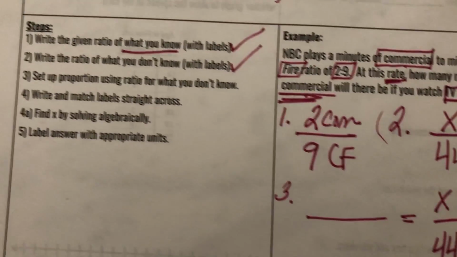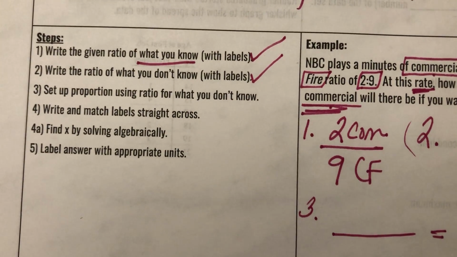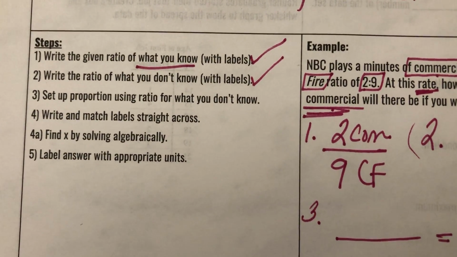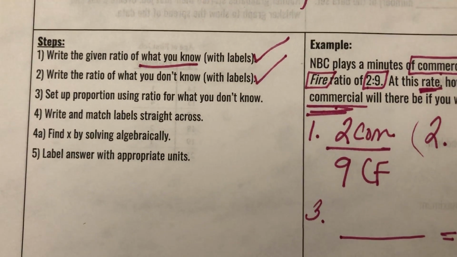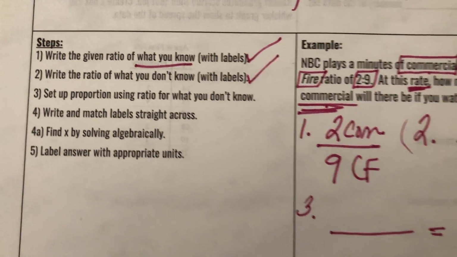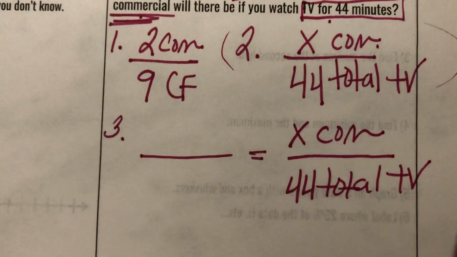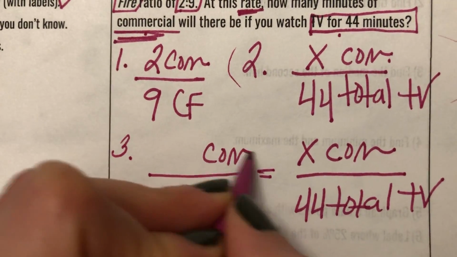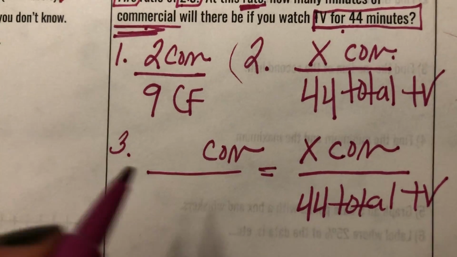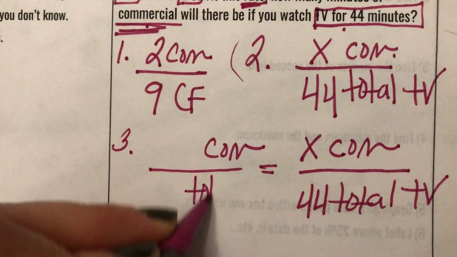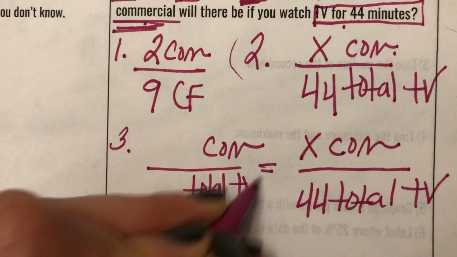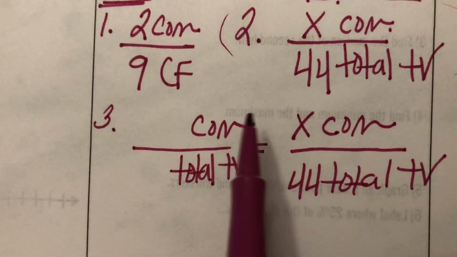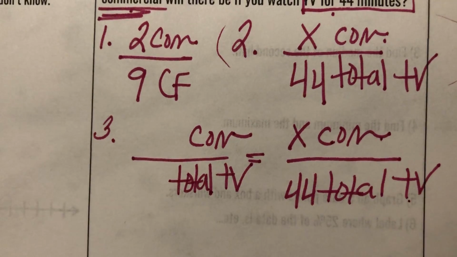Now, if I take a look at my step 3, it says to set up the proportion using what I don't know. And then 4 says to write and match labels straight across. So let's do that. Since it's commercial on the top, I need commercial on the top on the left. And since I have total TV on the bottom right, I'm gonna also write total TV on the bottom left. Okay, my labels match.